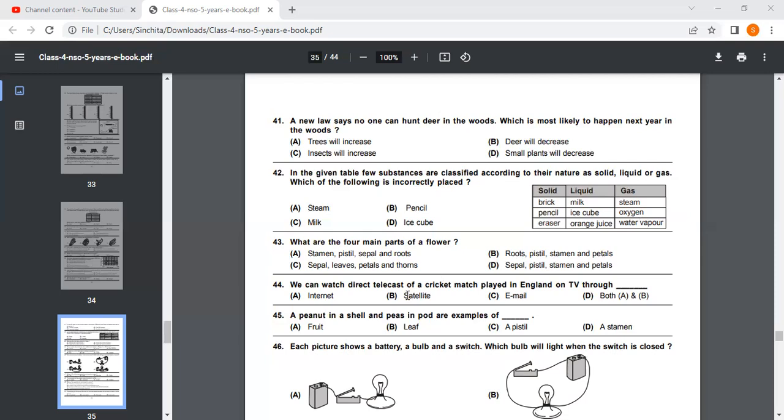Okay. The next one, Shruti will tell me. Debangshu will send me the answer. Number 42. In a given table, few substances are classified according to their nature as solid, liquid, or gas. Which of the following is incorrectly placed? Ma'am, what is brick? Just a second, Debangshu. Brick means the thing that we use to make our home or house.